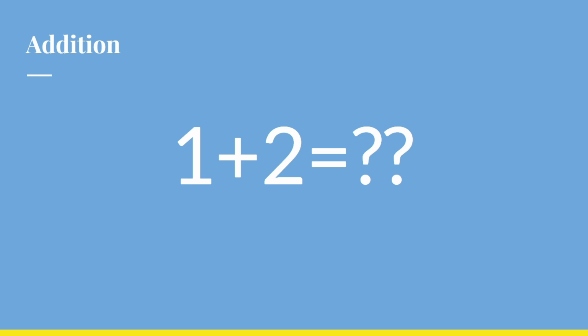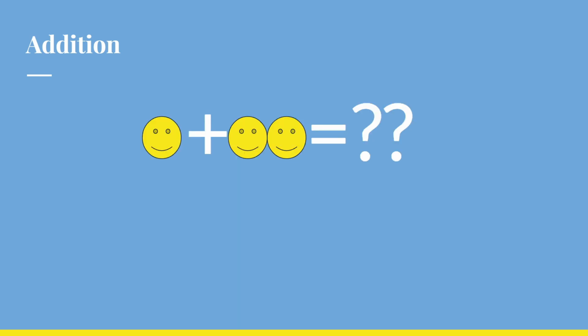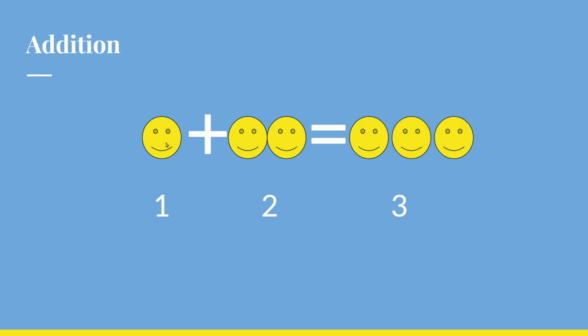So I brought back our old friends, the smiley faces, from the counting lesson. It's very simple. We'll count the number of smiley faces on each side. So this is 1 and this is 2. So 1 plus 2. How many do we have here total? If we combined these two with this one, what would we have? 3.